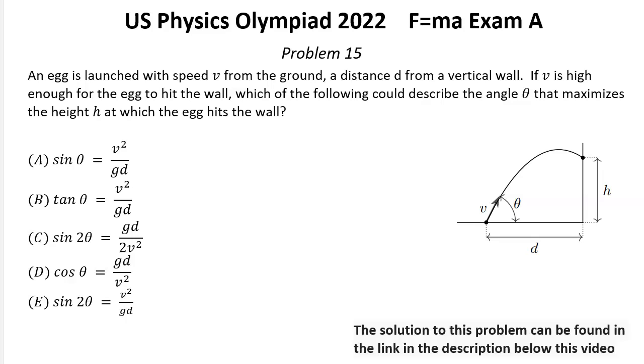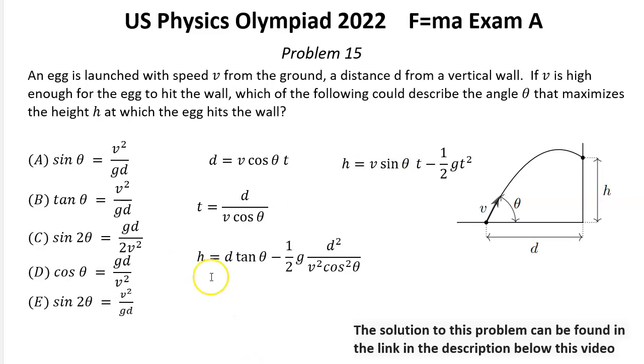There is another way to solve this problem directly. For that we need to write kinematic equations for distance and height. That will be these two expressions. From the first equation we can find time t and put this time into the second expression. So we have a height equal to this expression, which is a function of angle theta.